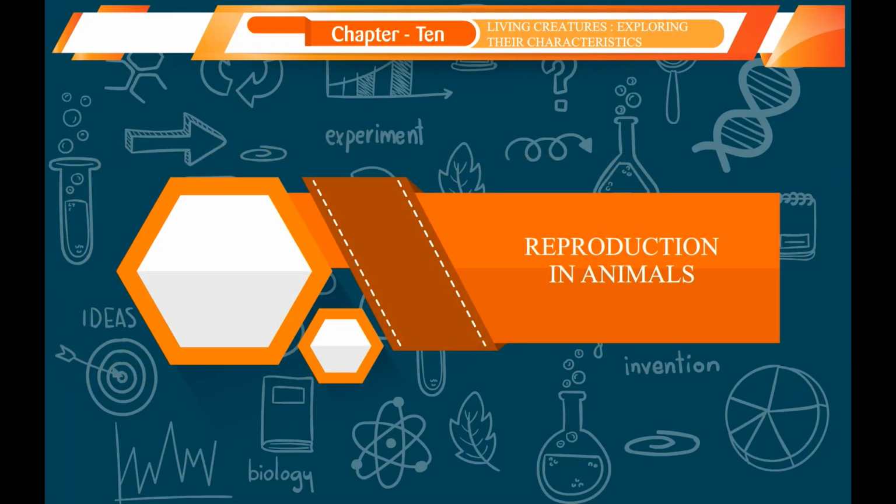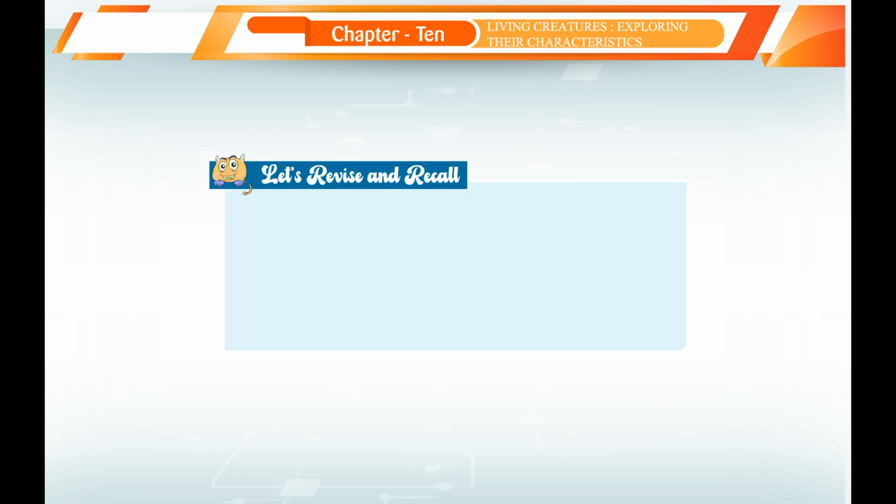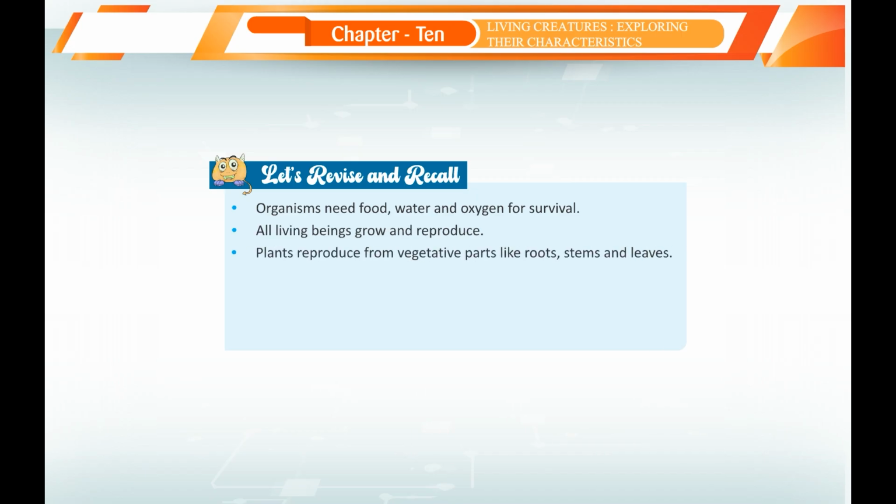Reproduction in animals. Let's revise and recall. Organisms need food, water, and oxygen for survival. All living beings grow and reproduce. Plants reproduce from vegetative parts like roots, stems, and leaves. There are two ways in which plants reproduce: sexual and asexual reproduction.